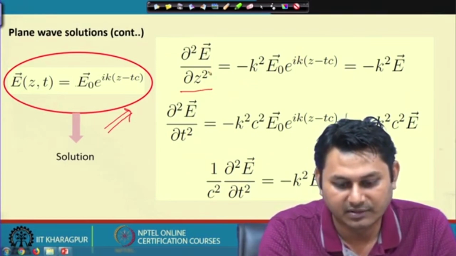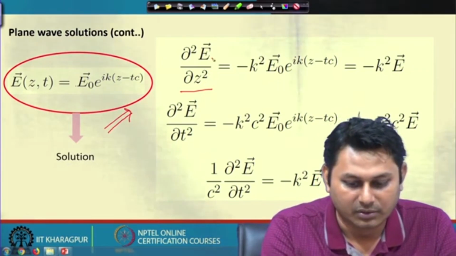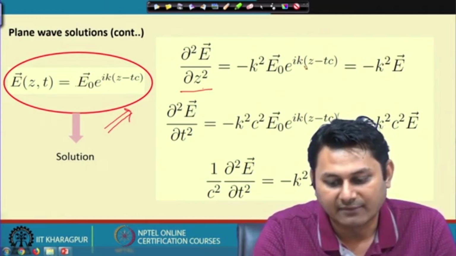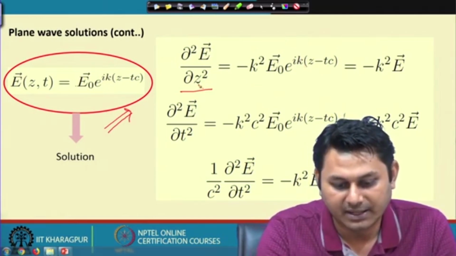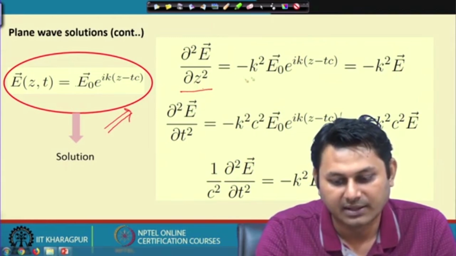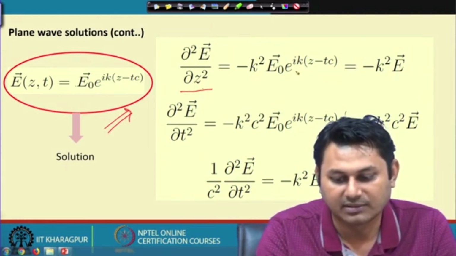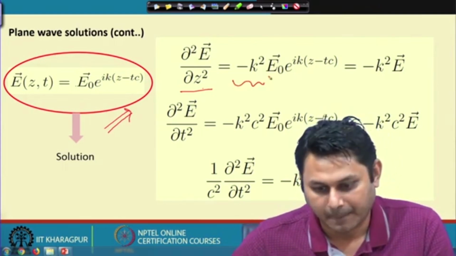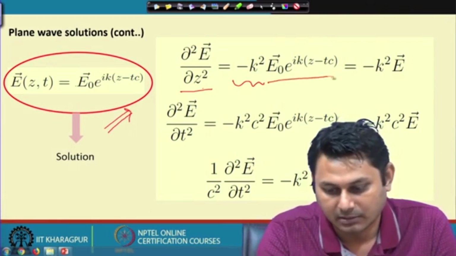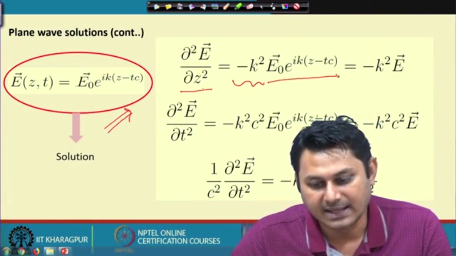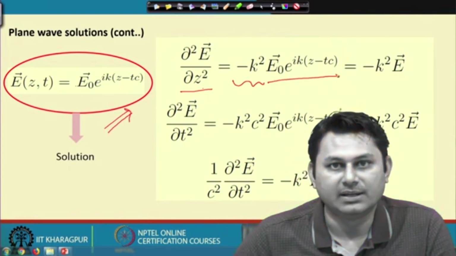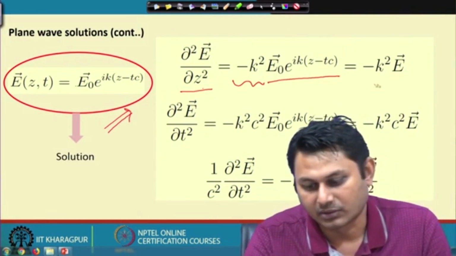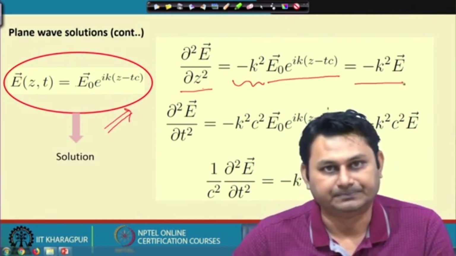If I make a derivative of E with respect to z, we will have an i k term, and when we again make a derivative with respect to z, we will have another i k term. So, this i k squared will give us a minus k square term here, and the rest of the part, E 0 e to the power i k z minus c t, will remain intact. So, eventually del 2 E del z square will be minus k square E.